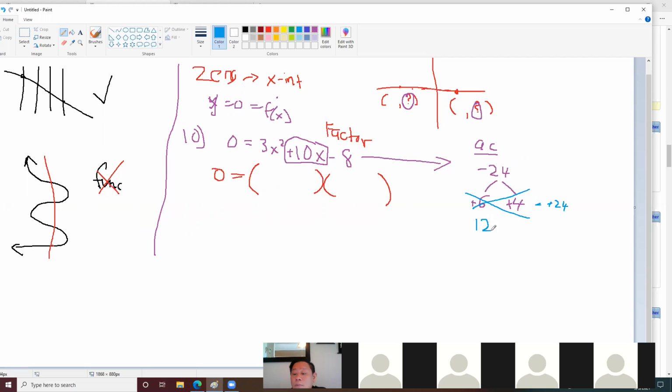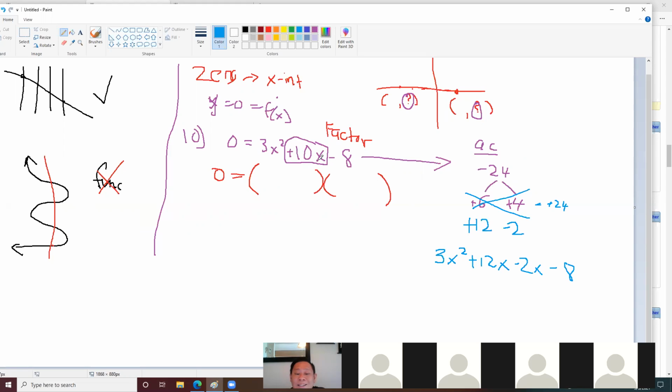Negative 12 and or positive 12 and 2. Yep, so it's positive 12 and minus 2. Because when you add these, it's 10, but when you multiply these, you get negative 24. So in this case you will get 3x squared, and this 10x will break into 2, becoming positive 12x minus 2x minus 8.